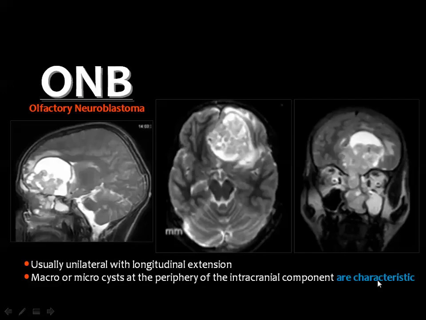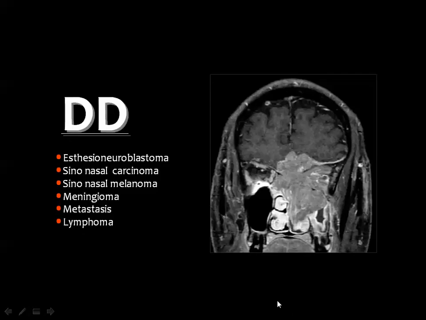This is what's known as the micro or macro cysts at the periphery or the border of the tumor, between the tumor and the brain. You may get some cysts here. These cysts may be very small or may be sizable like this. They are characteristic, but they are not seen in every case.